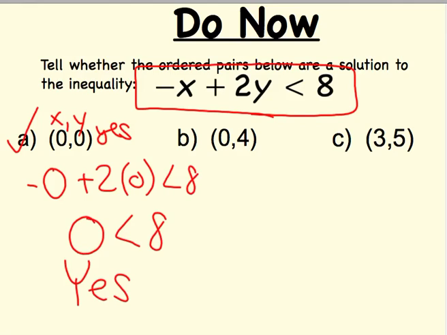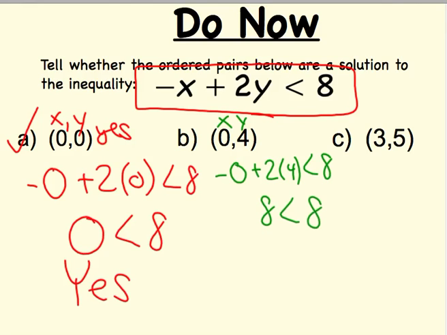So if you look at the next one, 0, 4. So again, negative 0 plus 2 times 0 is less than 8. I made a mistake there. It's 2 times 4. So we got x is 0, y is 4. So negative 0 plus 2 times 4. So we get 2 times 4 is 8, is less than 8, and 8 is not less than 8. So this one is no. So 0, 4 would not be a solution to this inequality.